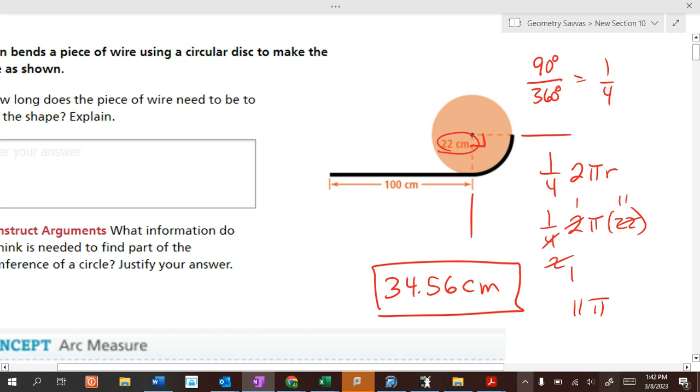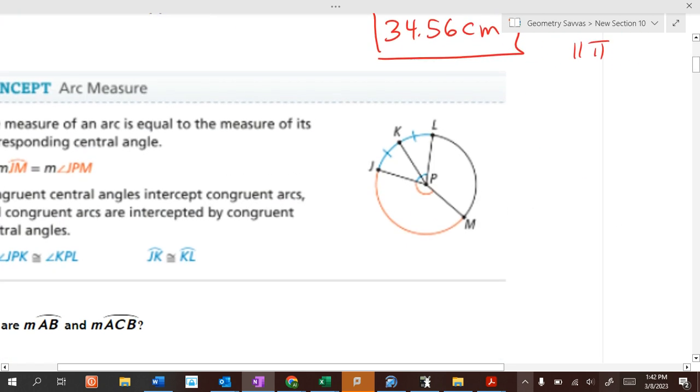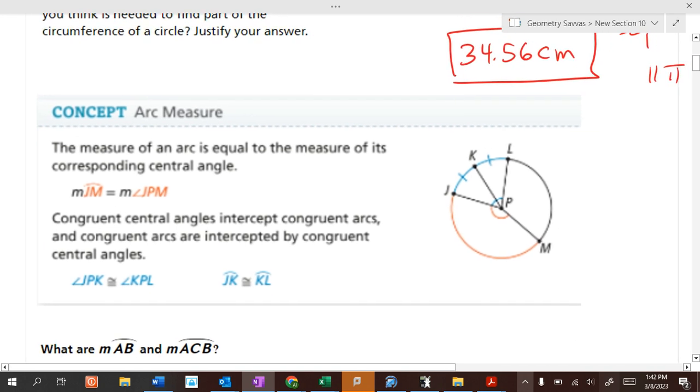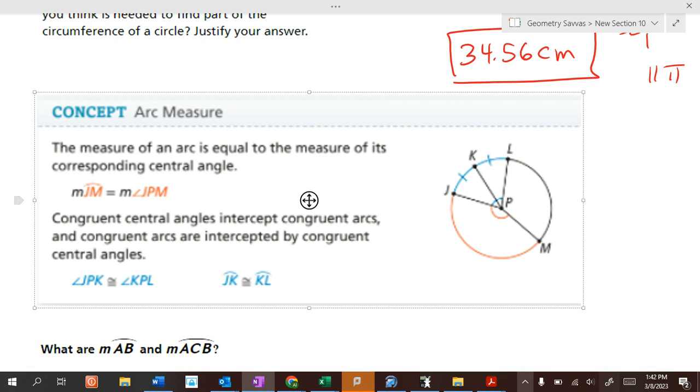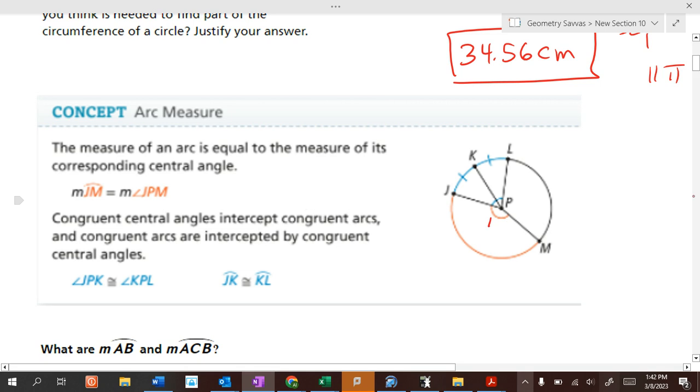Okay? So when we're working with arcs, there's major arcs and minor arcs. A major arc is over 180 degrees. A minor arc is less than 180 degrees. So JM here is a minor arc. Let's say the angle inside of here was 130 degrees. Okay? Then the measure of arc JM would be 130 degrees. The measure of an arc is the same as the central angle.